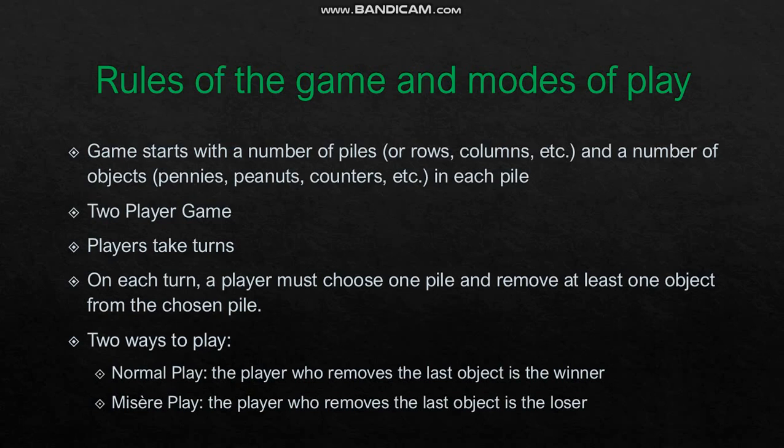The game of Nim starts with a number of piles or heaps, and the heaps contain coins or stones in this case, and it's a two-player game, so the players take different turns. On each turn, a player must choose one pile and remove at least one object from the chosen pile. So you can remove at least one stone or coin from the pile, or you can remove all the stones, but you cannot remove from different piles. You can only go to one pile at each turn of your play.